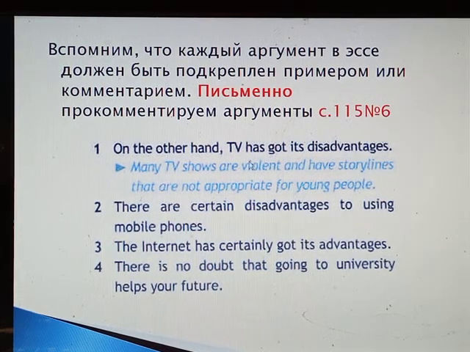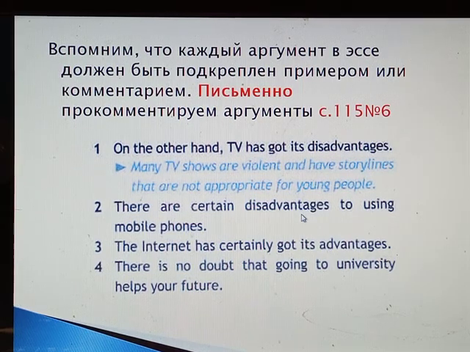Разовьем эту мысль. Many TV shows are violent and have storylines that are not appropriate for young people. Многие телешоу демонстрируют жестокость, и их сюжетные линии неприемлемы для молодежи.